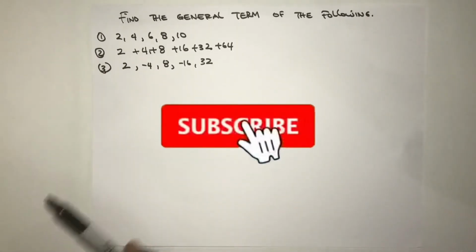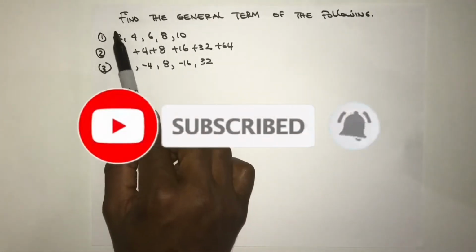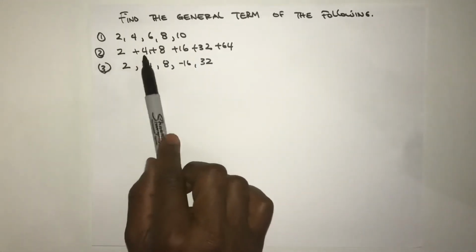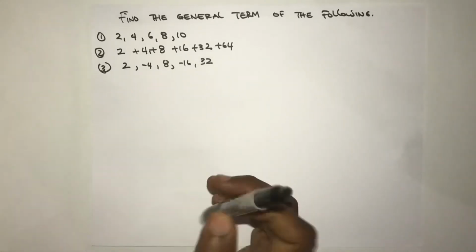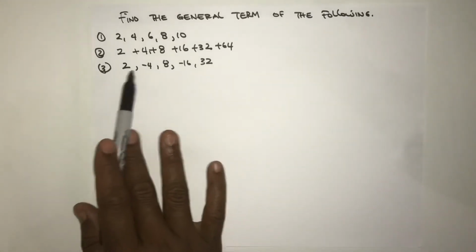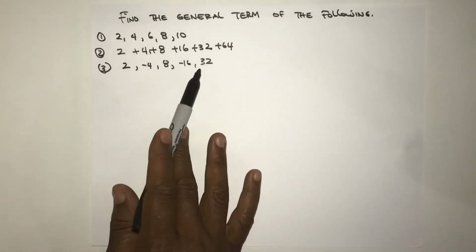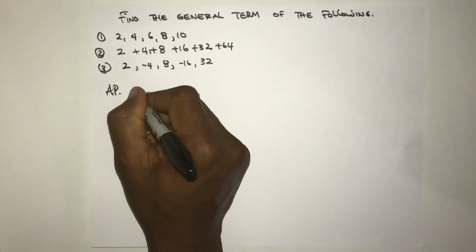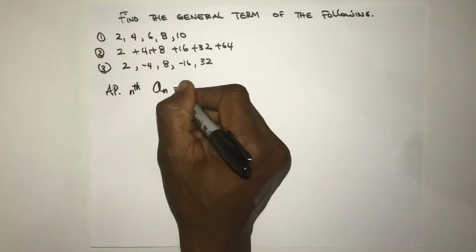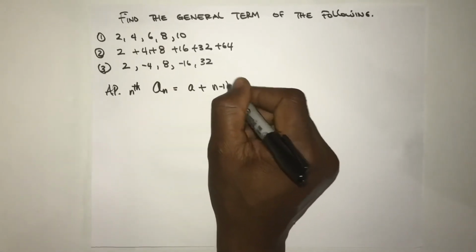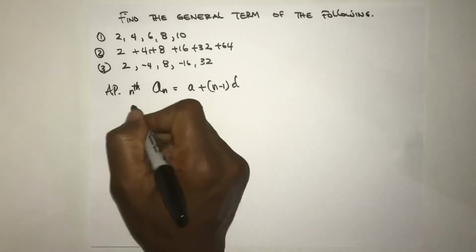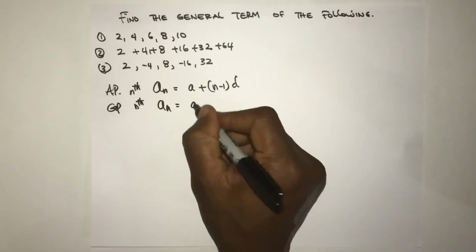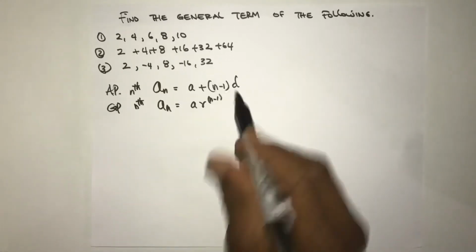Now let us consider these questions here, which say that we should find the general term of the following: 2, 4, 6, 8, 10. That's question 1. 2, 4, 8, 16, 32, 64. That's question 2. And question 3 is 2, negative 4, 8, negative 16, 32. The first thing to note is that for AP, the nth term is an equals a plus n minus 1 times the common difference d. And for GP, the nth term, an, is ar to the power of n minus 1.